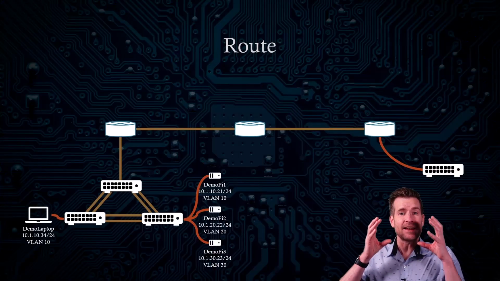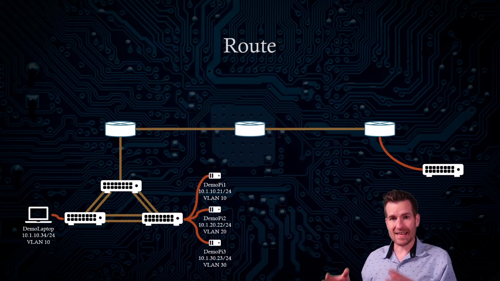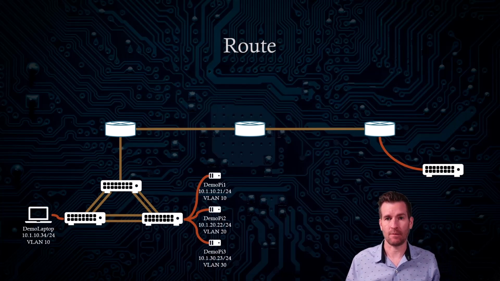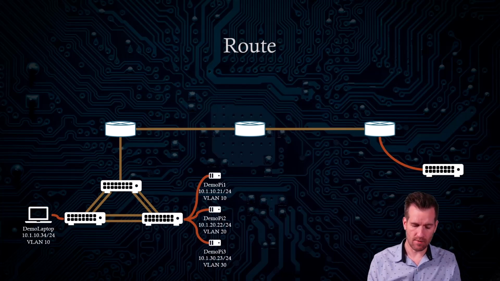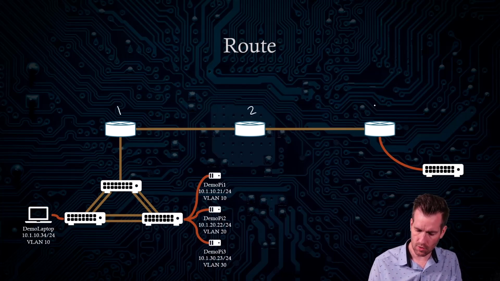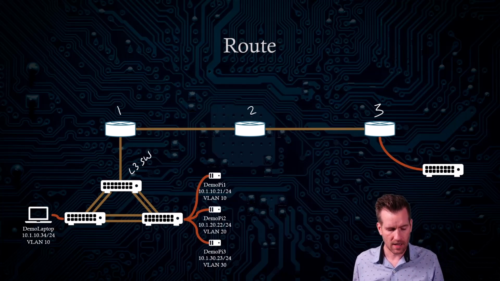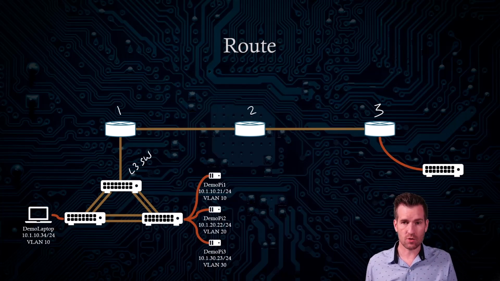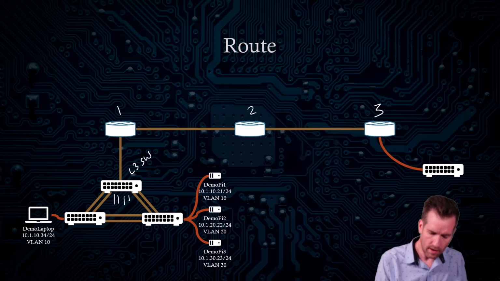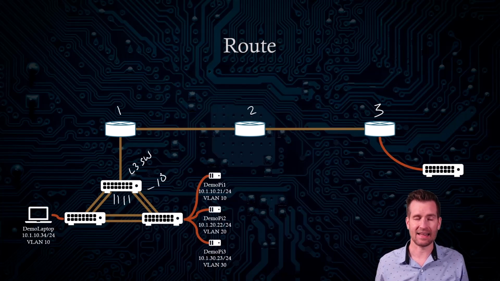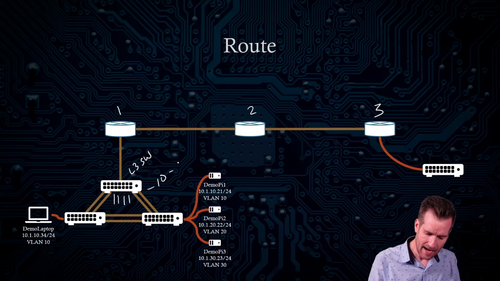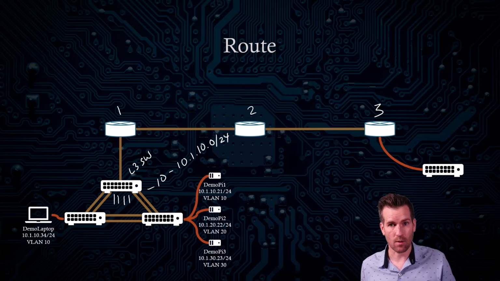A route is a direction or mapping to a network. So let's give a little example here. In this network diagram, I have three routers. We'll call this router 1, router 2, and router 3. We also have a layer 3 switch. So this layer 3 switch acts as a router as well. Off of this layer 3 switch, we have several VLANs, one of which is this VLAN 10. VLAN 10 has an IP address range of 10.1.10.0/24. So that is its network address.